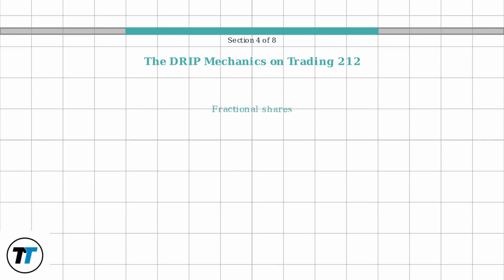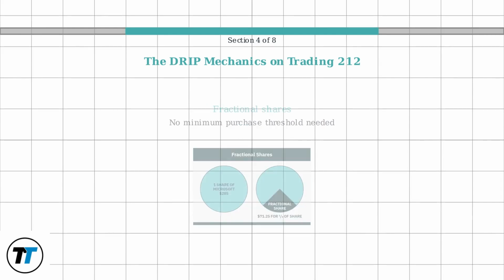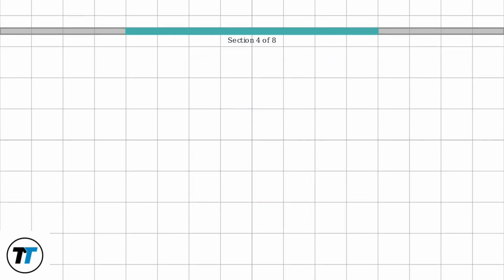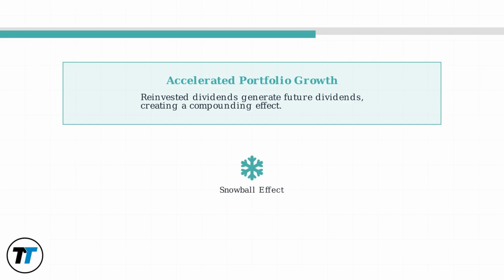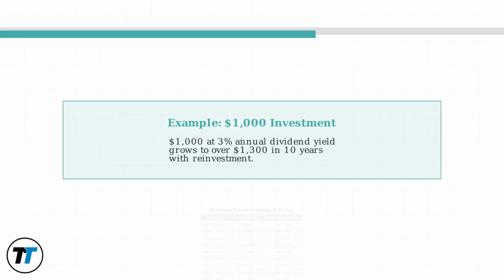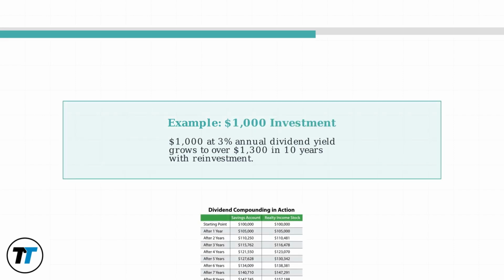Fractional shares are supported, meaning even small dividend payouts can be fully reinvested without needing to meet a minimum purchase threshold. The primary benefit of DRIP is accelerated portfolio growth through compounding. When dividends are reinvested, they generate future dividends, creating a snowball effect that builds wealth over time. For example, a $1,000 investment yielding 3% annually could grow to over $1,300 in 10 years with dividend reinvestment, as shown in this comparison table.